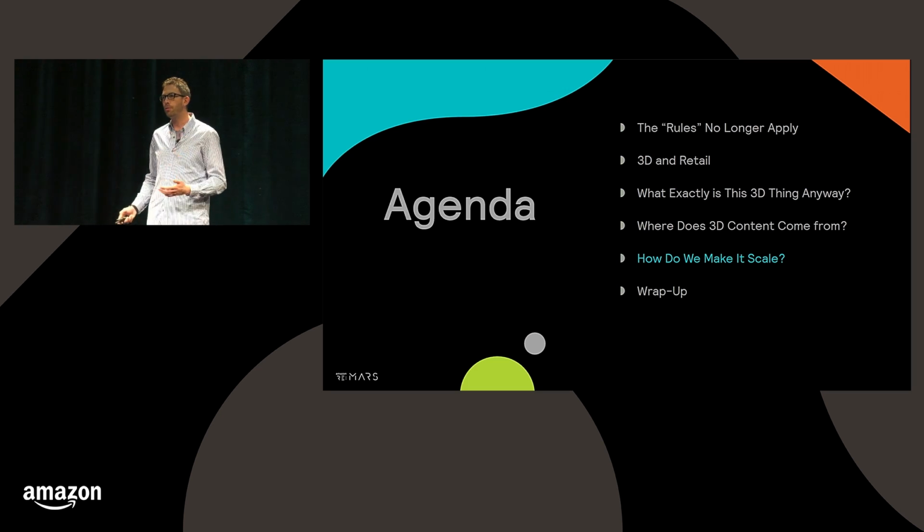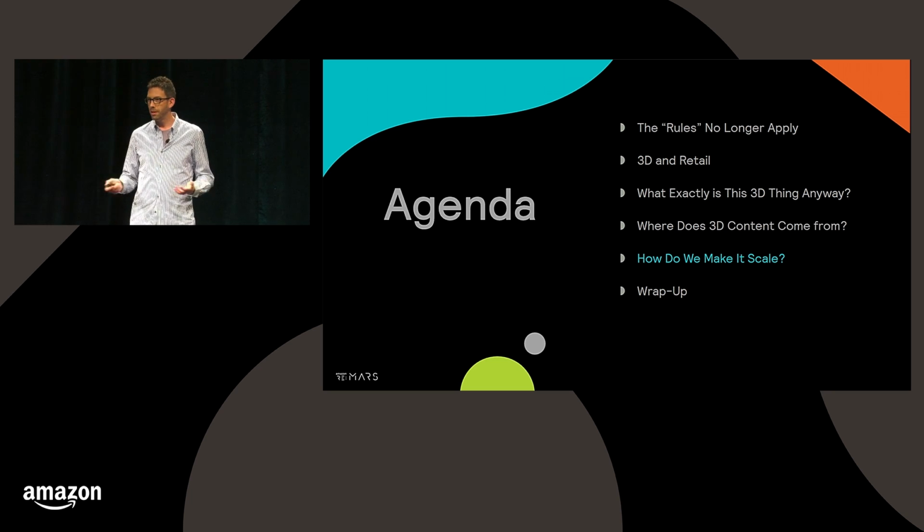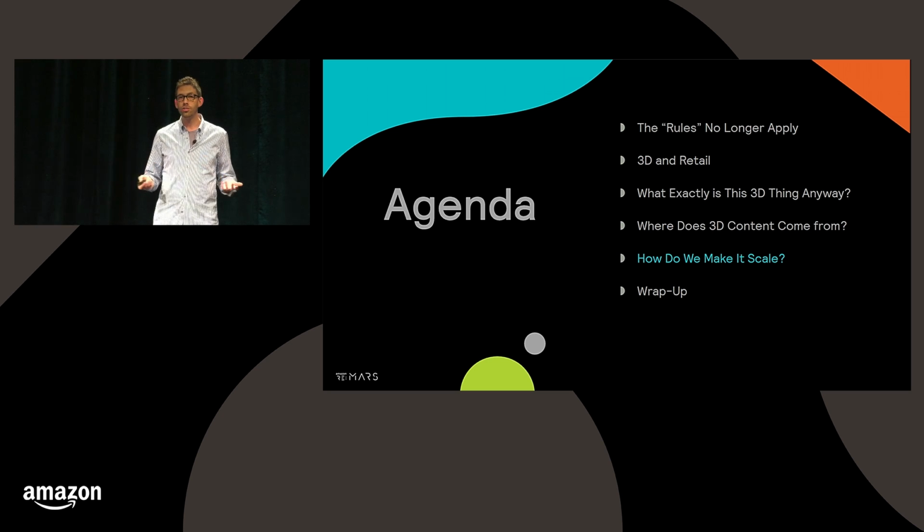What we're going to go through is first a discussion of what I call the rules. These are the ideas of what have made product imagery for the past century, and why I believe that due to changes and evolution that's occurring due to 3D content, these no longer apply. Then I'll talk some about how 3D is impacting retail, and then specifically what it is I mean when I'm talking about 3D, so that we're all on an even playing field as far as the content that we have.